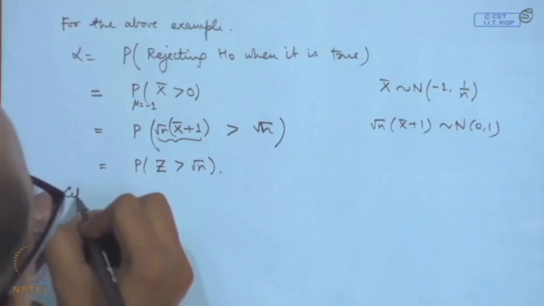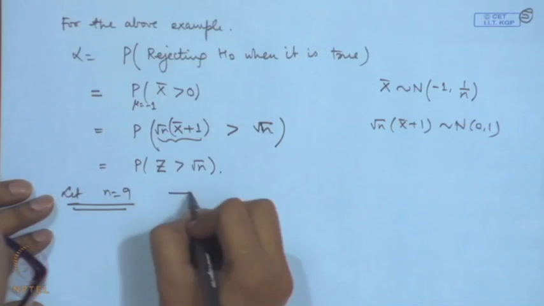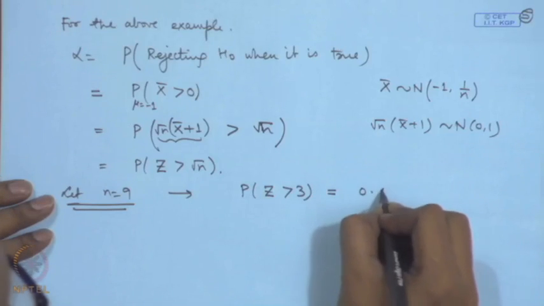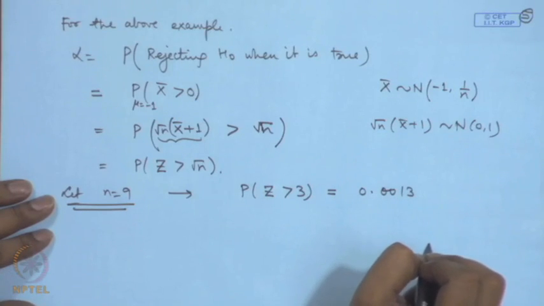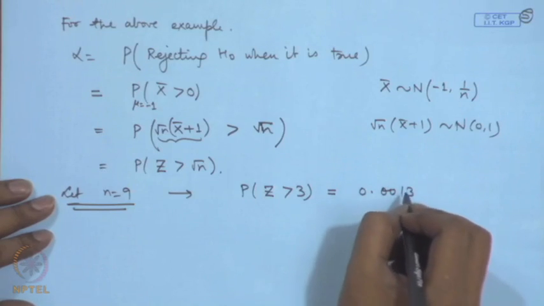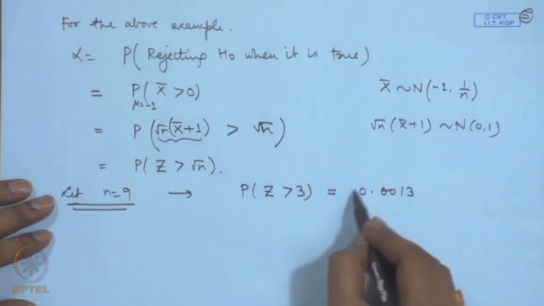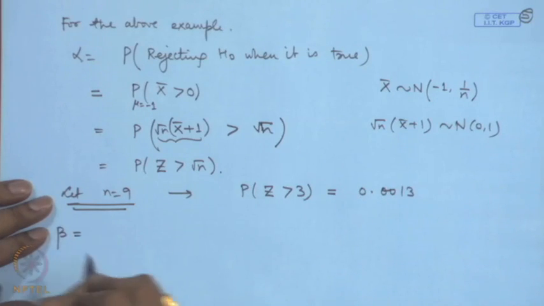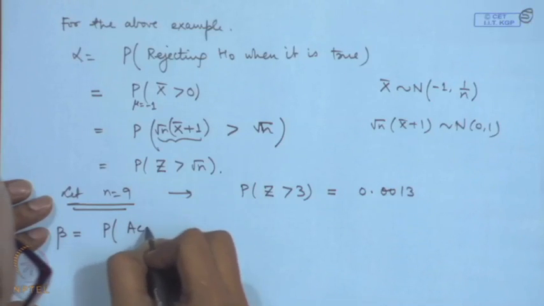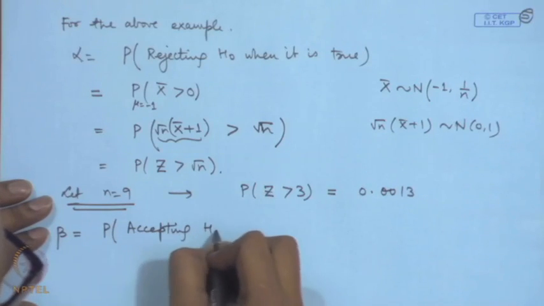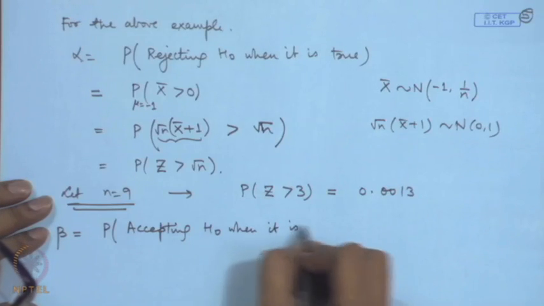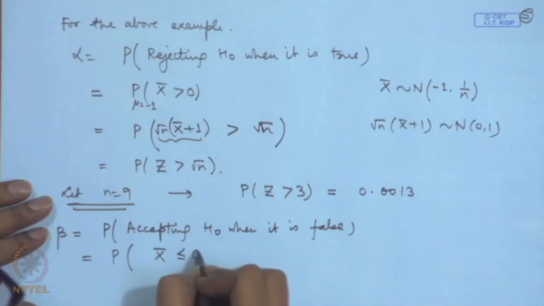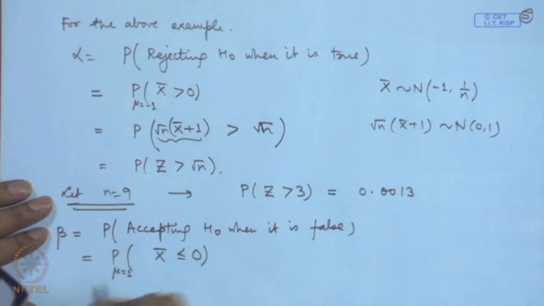Suppose n is equal to 9 here, then this value will turn out to be probability of z greater than 3, that is 0.0013 in the case of the standard normal distribution. So, the probability of type 1 error is 0.0013 here. Let us consider beta here, that is the probability of type 2 error, that is probability of accepting H naught when it is false, that is equal to probability of x bar less than or equal to 0 when it is false, that is mu is equal to 1.